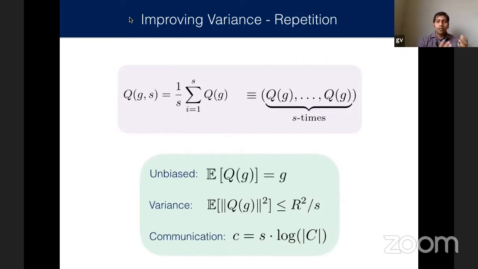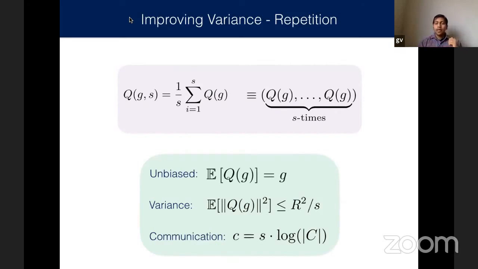So if you start with the previous scheme, that is, the Reed-Muller codes, for S being 1, you know that the communication is log D and the variance is about D. But as you keep repeating it multiple times, you can increase your communication and get a smooth trade-off between communication and variance.